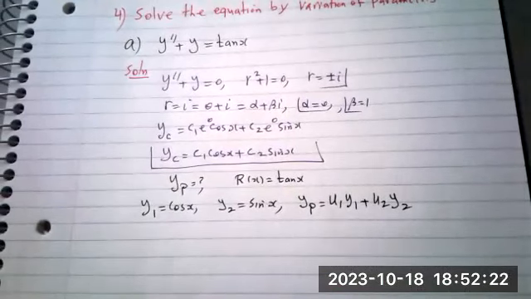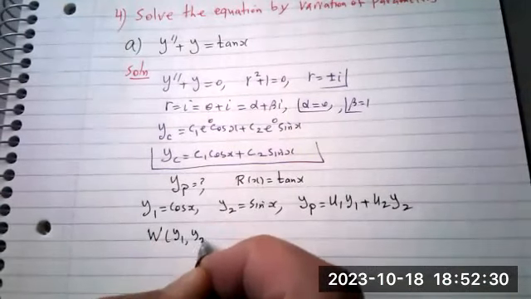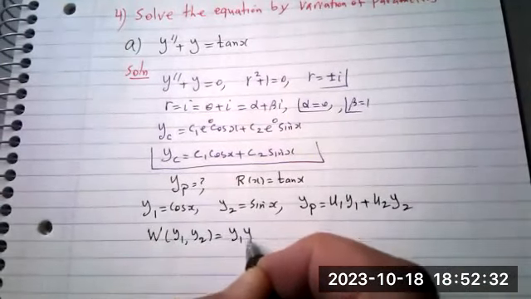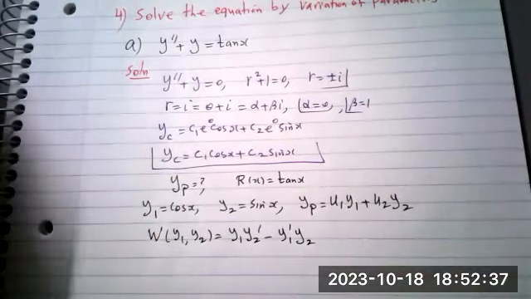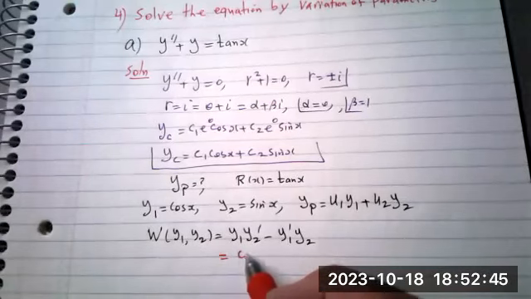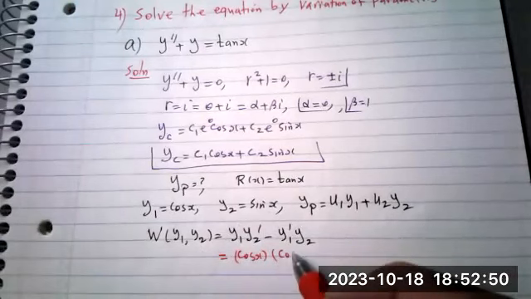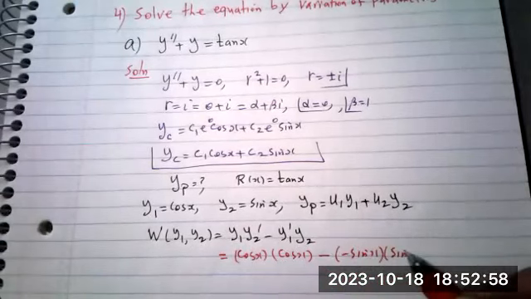You know that you need the Wronskian to start working for U1 and U2. The Wronskian is y1 y2 prime minus y1 prime y2. You have to find this to get the result. So it's equal to y1, cosine of x, times y2 prime, which is cosine of x, minus y1 prime, which is negative sine x, times y2, which is sine x.